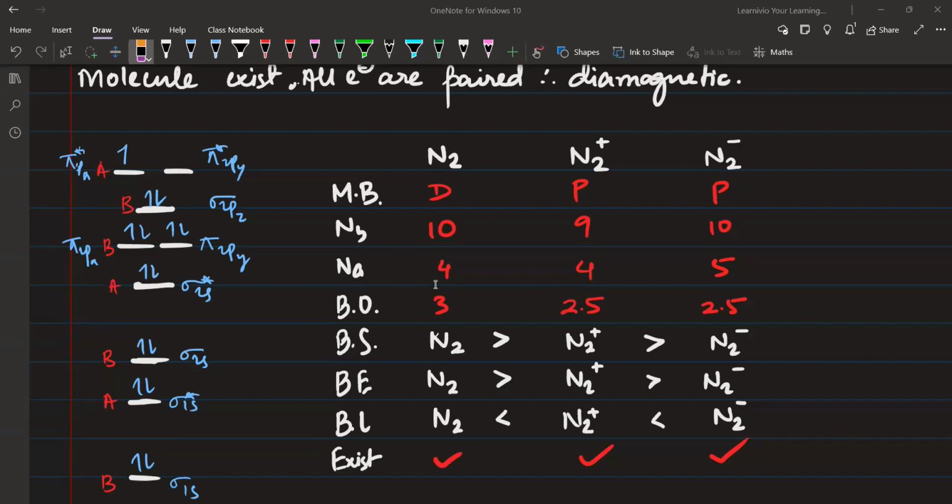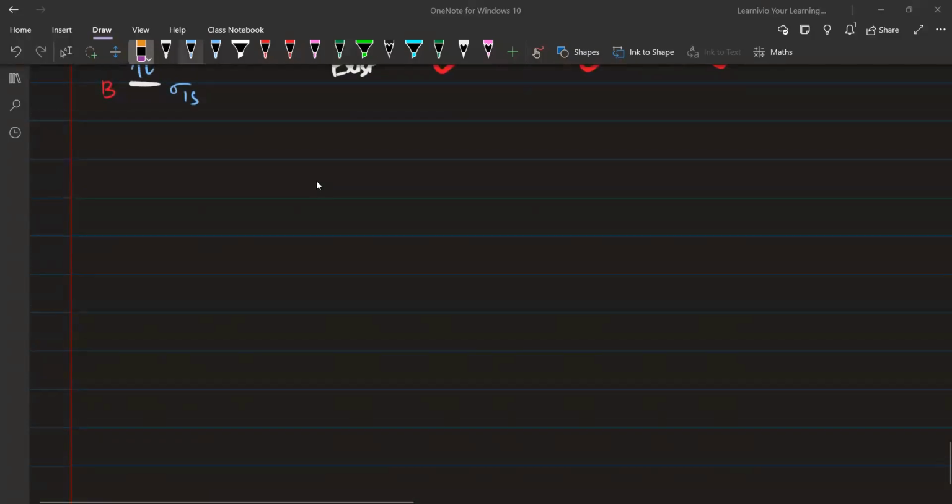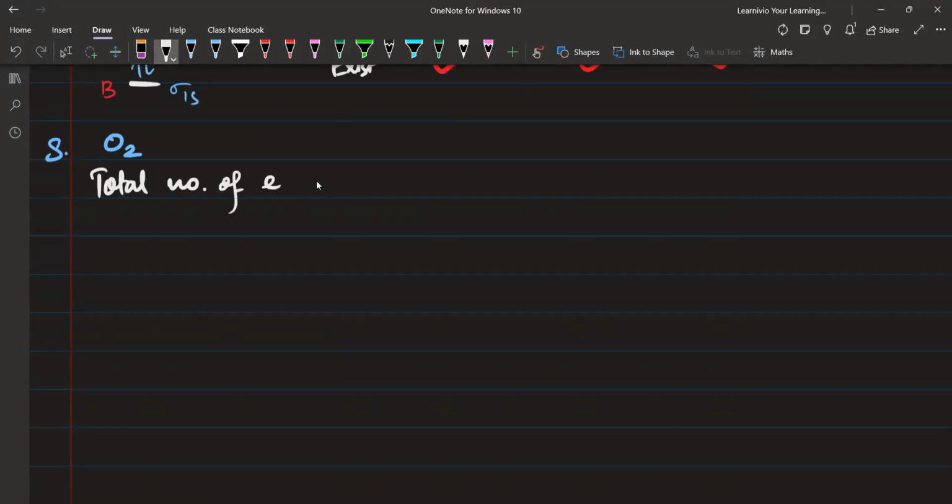Done, everyone. Next, we are going to look at the case of O2. So, the total number of electrons is equal to 16. Now you can see case 1, case 2. Case 1. So directly we are going to look at the cases: O2, O2 positive, O2 negative. All of these cases we are going to look at.